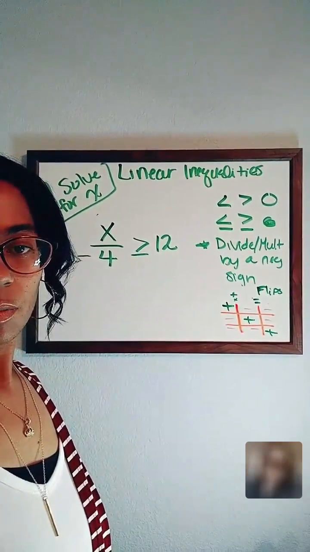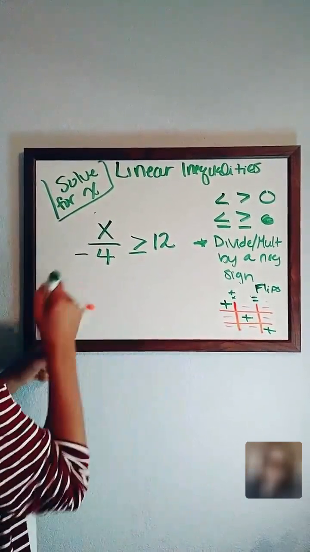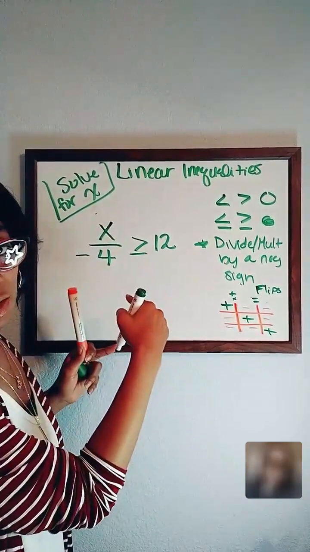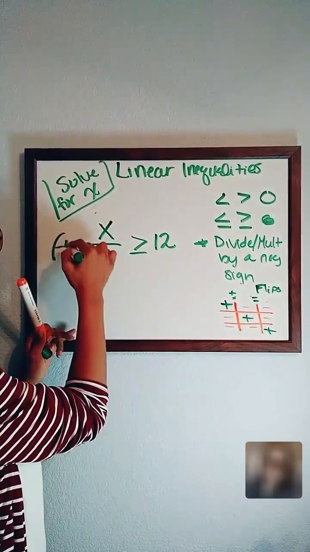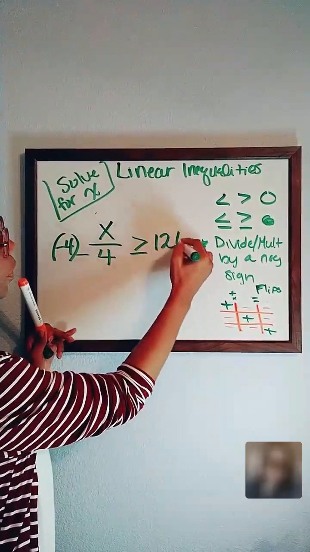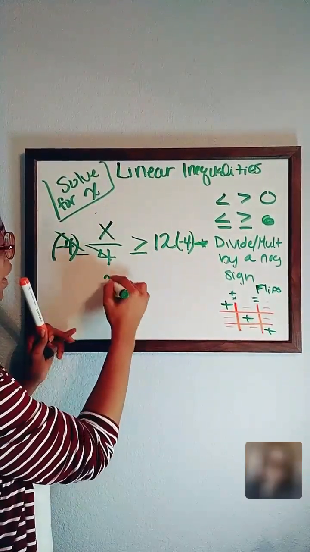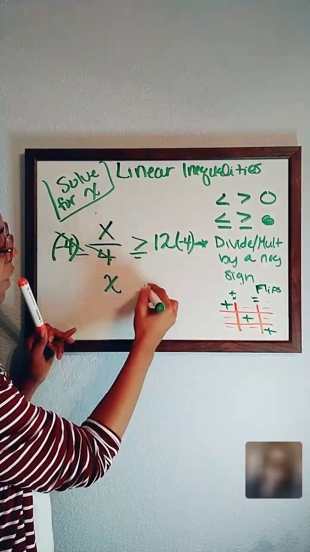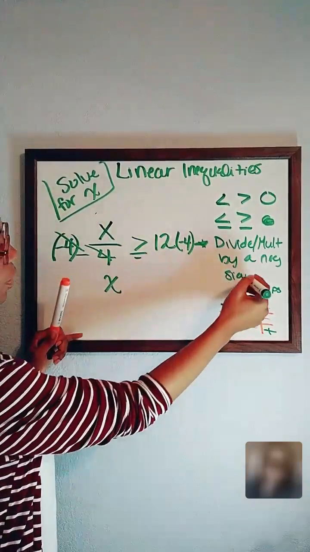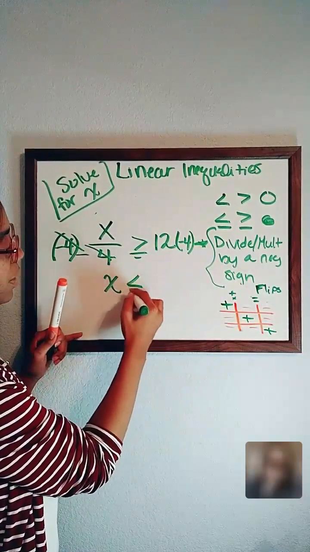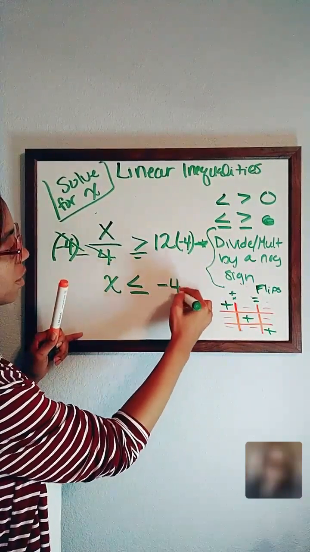All right, so here we go. Since I'm dividing by a -4, I do the opposite of that to undo it. So we're going to multiply both sides by a -4. That's going to make that go away. Remember, if I divide by a negative, what happens? The sign is going to flip. So this is less than or equal to -48.